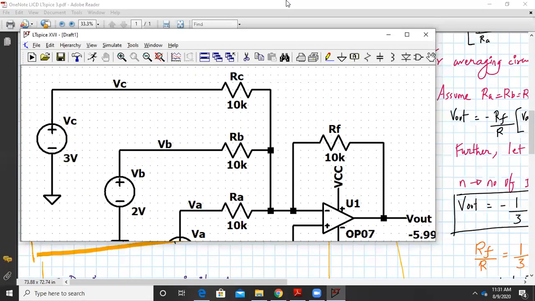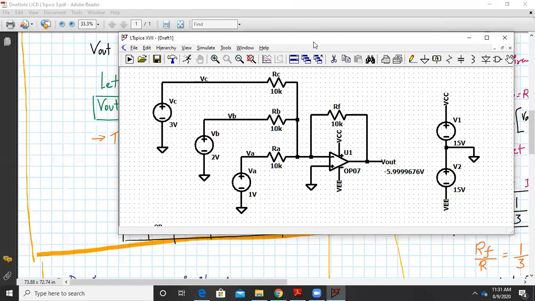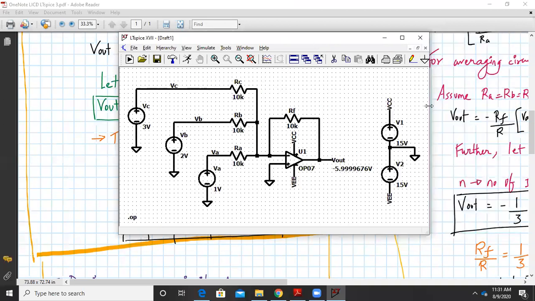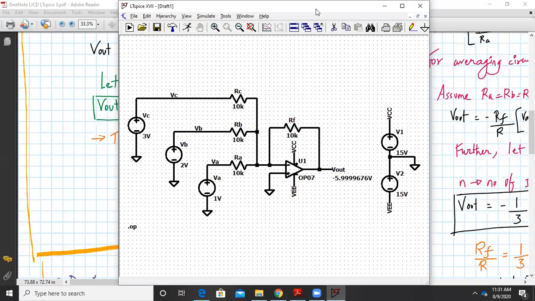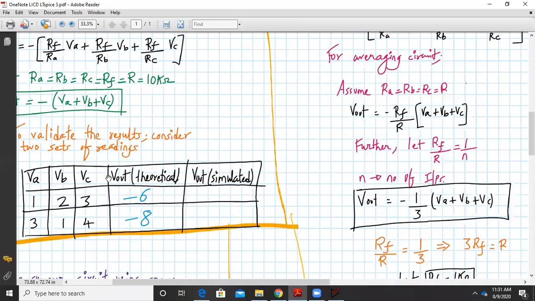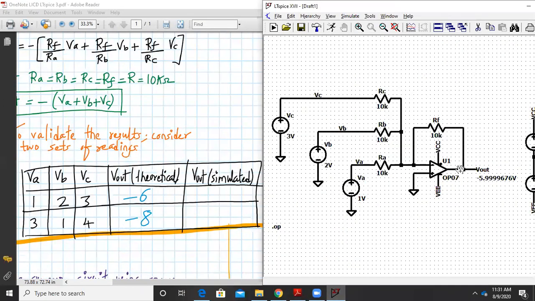So let us check that with our results. Here it is, my PDF. Yeah. Here the theoretical value is coming out to be minus 6, and the simulated value is coming out to be minus 5.999. So quite close.